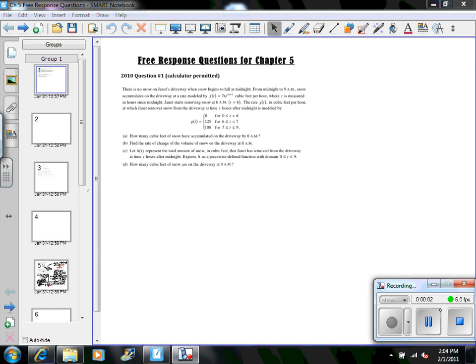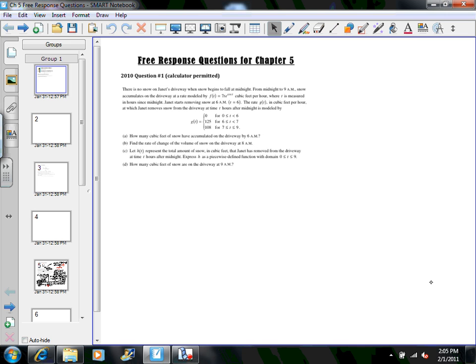Okay, we're going to look at the pre-responsive questions for Chapter 5. Any of these questions is a possibility for your exam. At the 2010 question number 1, it says, there is no snow on Janet's driveway when snow begins to fall at midnight. From midnight to 9 a.m., snow accumulates on the driveway at the rate modeled by f of t equals 7t e to the cosine t cubic feet per hour.